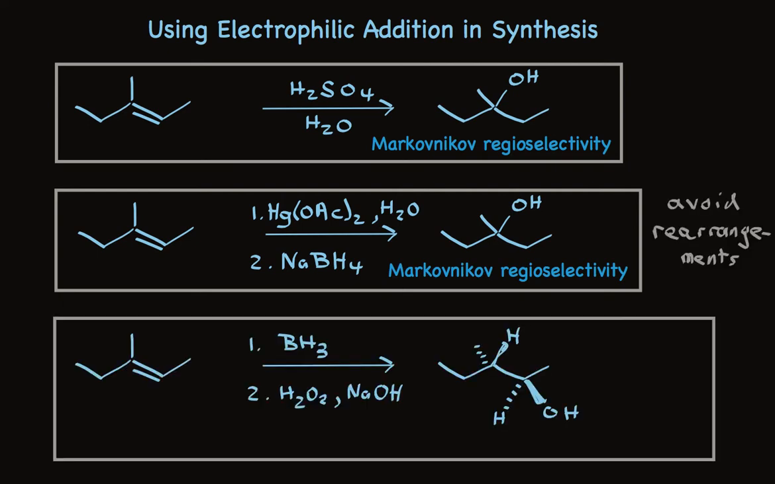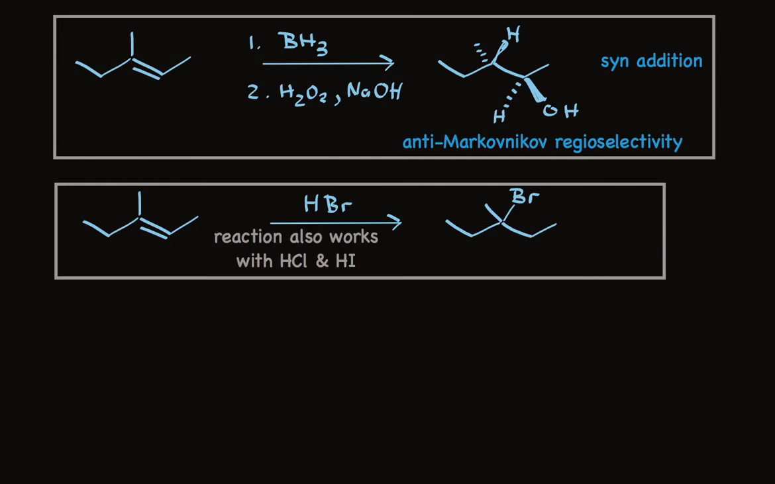There's another way to add water to an alkene, and it gives the opposite regioselectivity, something we call anti-Markovnikov regioselectivity. And when we use this method, the hydrogen and the hydroxyl group added to the alkene carbons undergo syn addition. They're added from the same side. HBr adds to alkenes, putting a hydrogen and bromine on adjacent carbons, and this follows Markovnikov regioselectivity, the hydrogen adding to the carbon that has the most hydrogens.